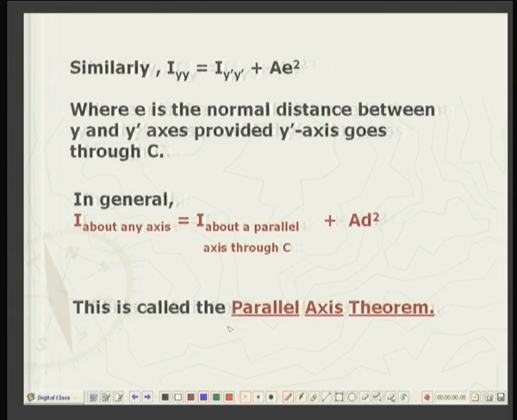Now, in general, we can say that the I about any axis is equal to I about a parallel axis passing through the centroid plus the total area times the normal distance square. This is called the parallel axis theorem for the second moments of areas.